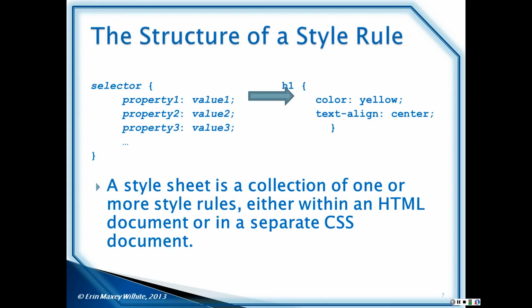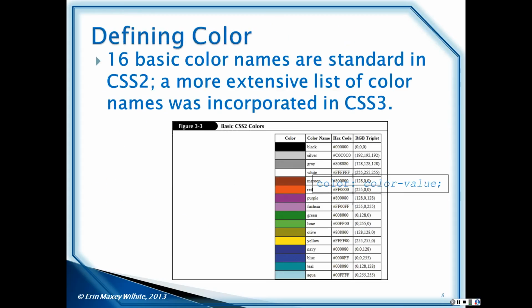A style sheet is a collection of one or more style rules. Rules that tell how your page looks and how it's laid out. They can either be within the HTML document that you have created or in a separate document. We're going to start by defining color.